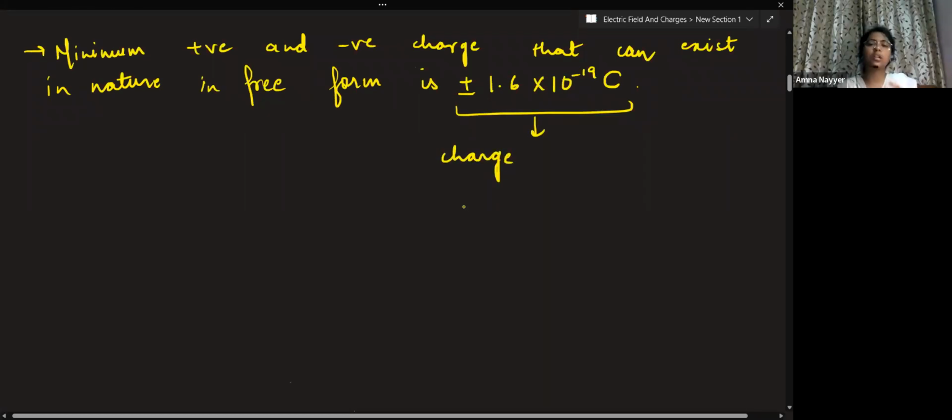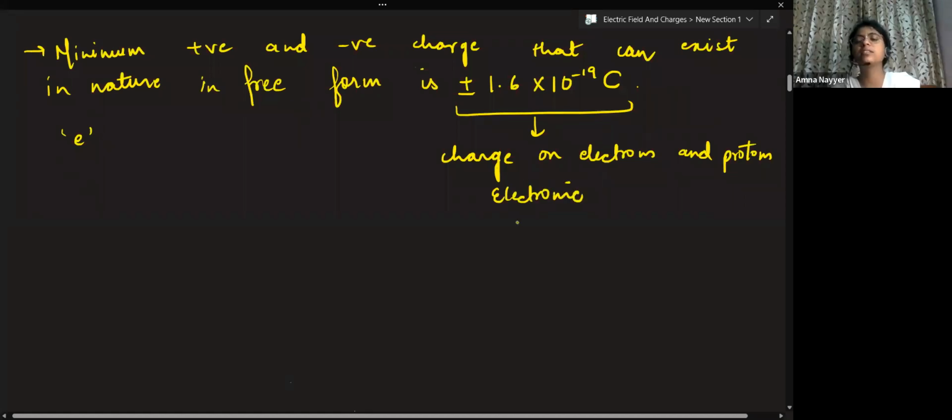Many times in questions, you are not provided with this value. So you have to put the value of electronic charge. This is also known as the electronic charge. So the charge on electrons and protons is also called the electronic charge. If you are given any question and it says electronic charge, or the symbol E has been used, because we'll be dealing with this symbol a lot, you just have to substitute this value, 1.6 into 10 to the power minus 19 coulomb. So this is the electronic charge, plus minus 1.6 into 10 to the power minus 19 coulomb.